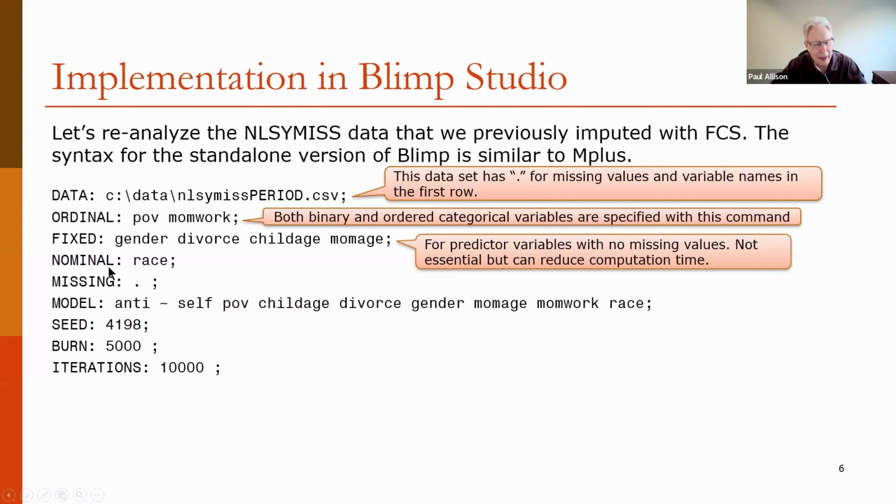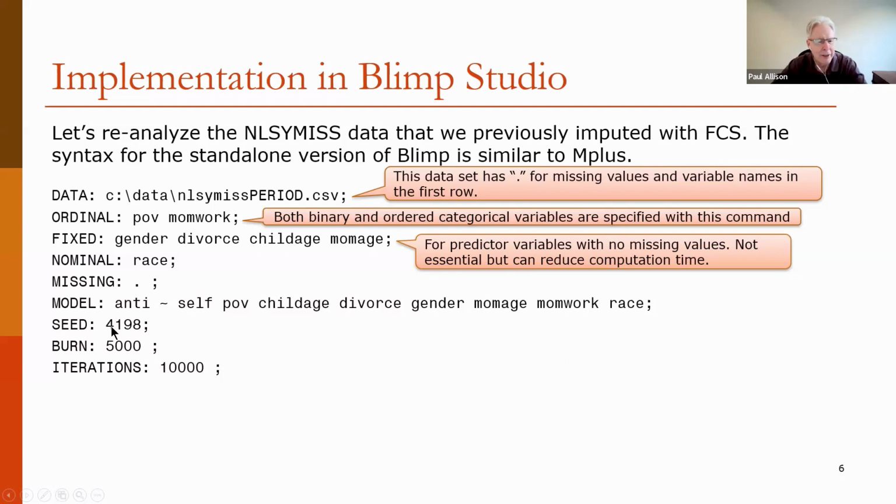And then the nominal command is for variables that have more than two values and are not considered to be ordered values. And this particular variable has values, I think, of 1 for non-Hispanic whites, 2 for Hispanic, and 3 for blacks. You have to tell BLIMP what value in the data set corresponds to missing data, and that's the period. And then we specify a regression model. Like R, it uses the tilde to separate the dependent variable from the set of independent variables. Now, later on, we're going to specify the relationships among these variables, but for now, we're just going to specify this single equation here.